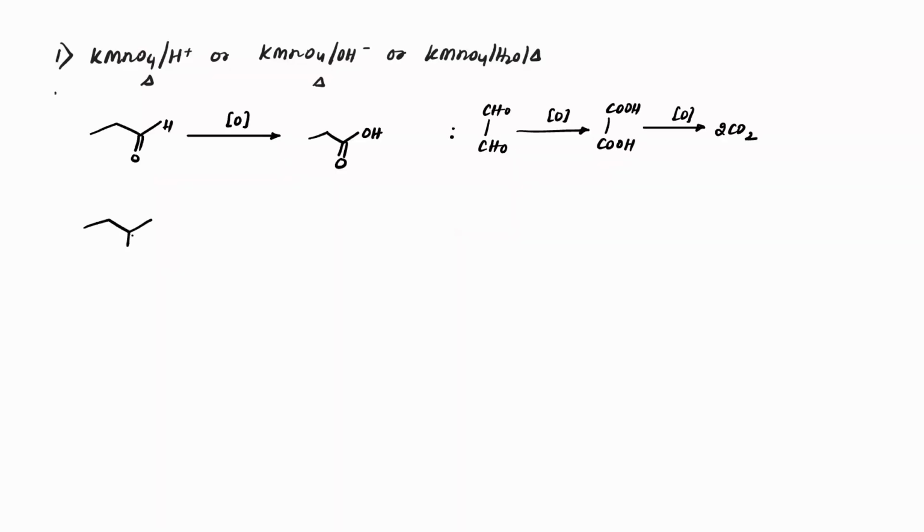In case you have a ketone, if only KMnO4 H plus is given, no heat is given, then no reaction. But in case heat is also given with KMnO4, it doesn't matter whether it is acidic medium or basic medium, if heat is given, with no H here for this ketone, then you will see different products. The product is CH3COOH, 2 moles. How is this forming now?